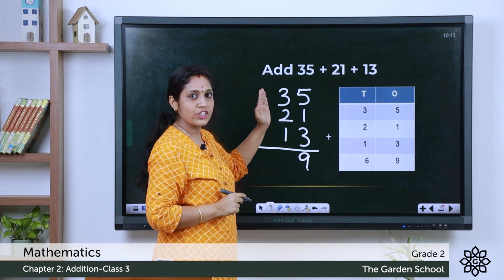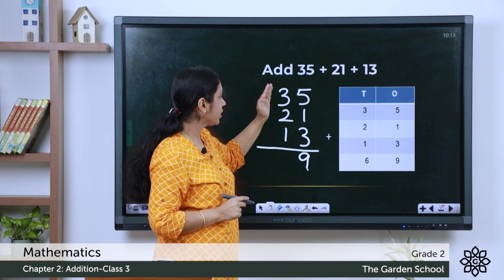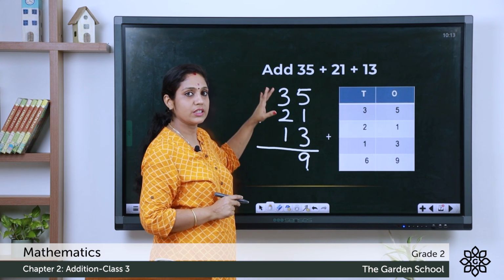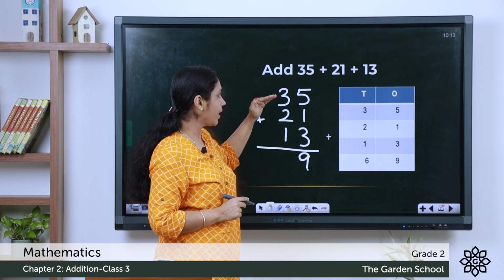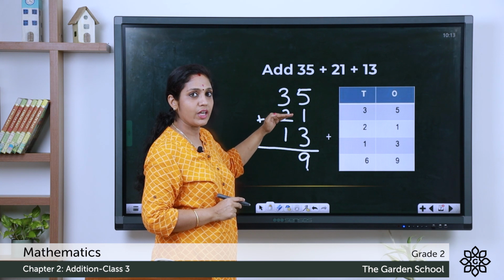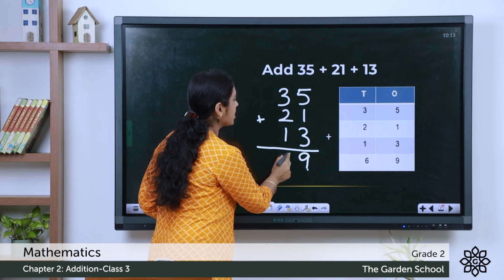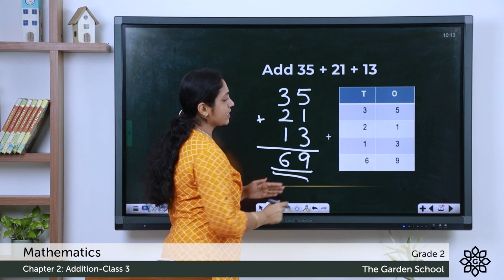And then we will check the tens place. We have 3, 2 and 1. First, let's add 3 plus 2, we get 5 and 5 plus 1 is 6. So, the answer is 69.